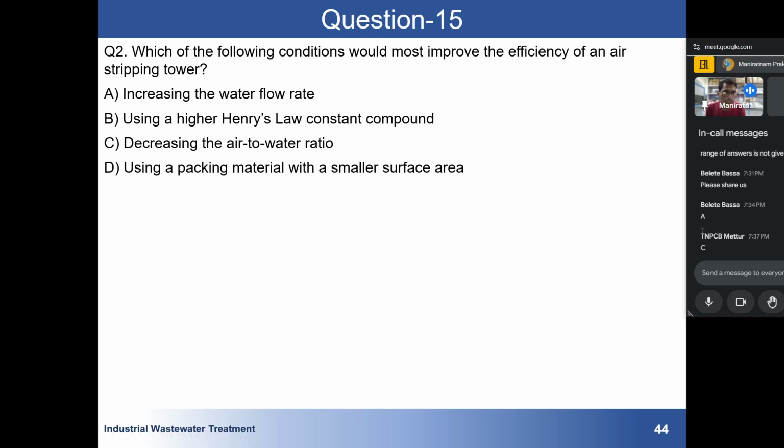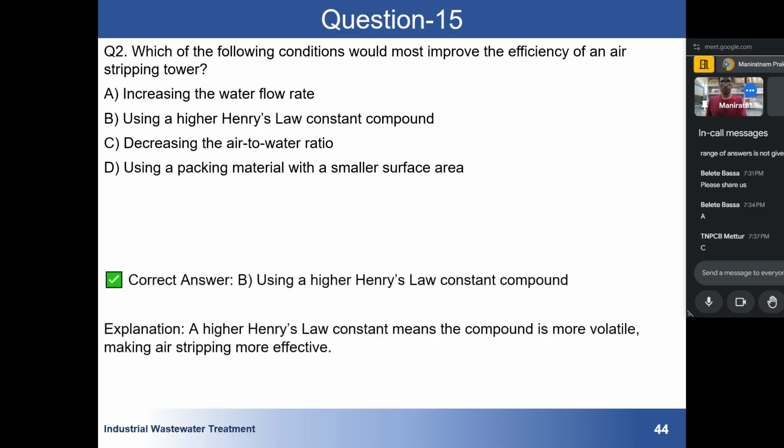Anyone, please, any answer? Okay, no answer. The correct answer is B. Using Henry's law constant, a higher Henry's law constant means the compound is more volatile, making air stripping more effective.